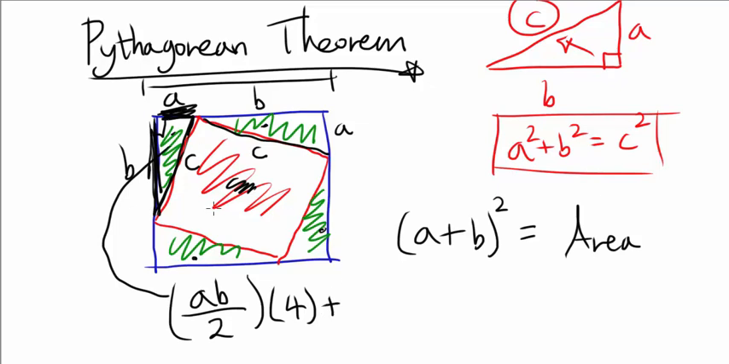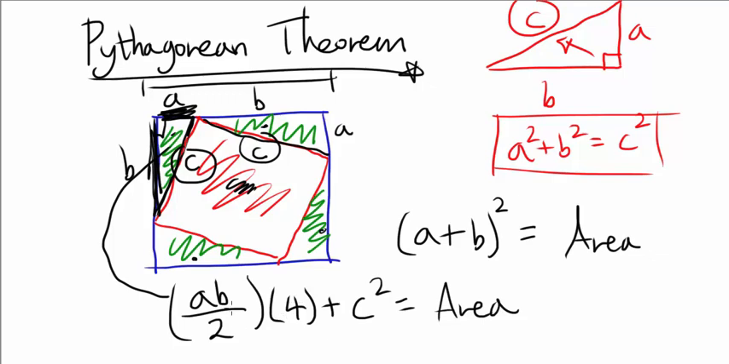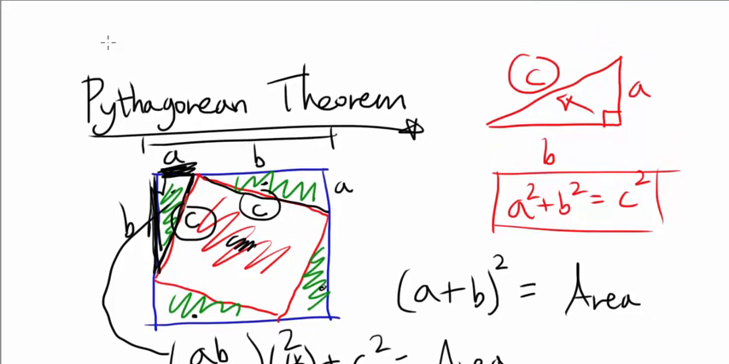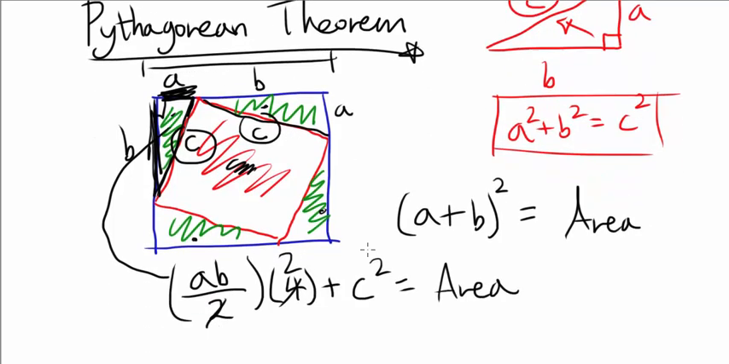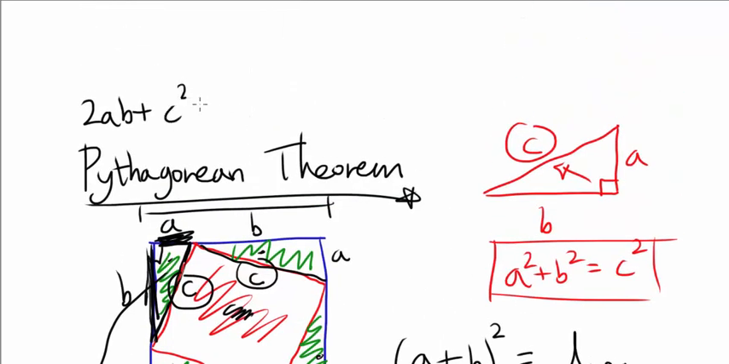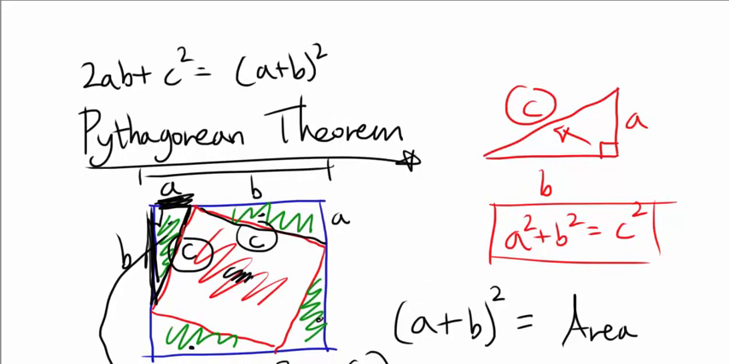Now, what's the area of the red square? The side length is c, so our area is going to be c squared. So this thing is also equal to the area of the blue square. Now let's simplify this. ab over 2 times 4 is the same thing as 2ab, because 4 divided by 2 gets you 2. So you know 2ab plus c squared is equal to (a plus b) squared, because both of them represent the area of the blue square, they have to be the same.